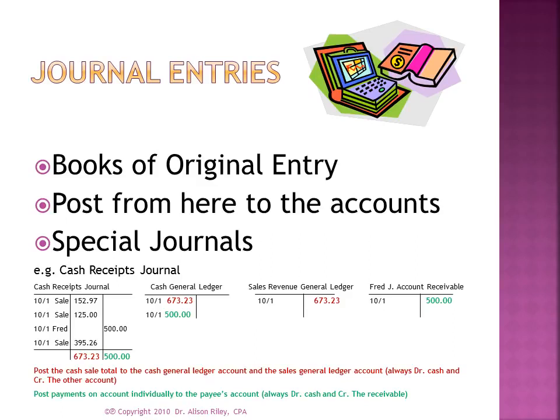Special journals are useful because instead of transferring transactions one at a time to the ledgers, we can transfer daily transaction totals at the end of every day, for example. Thus, at the end of the day, we might post the day's cash sales total to the sales revenue general ledger account instead of posting each sale individually. This saves quite a lot of time in manual accounting information systems.